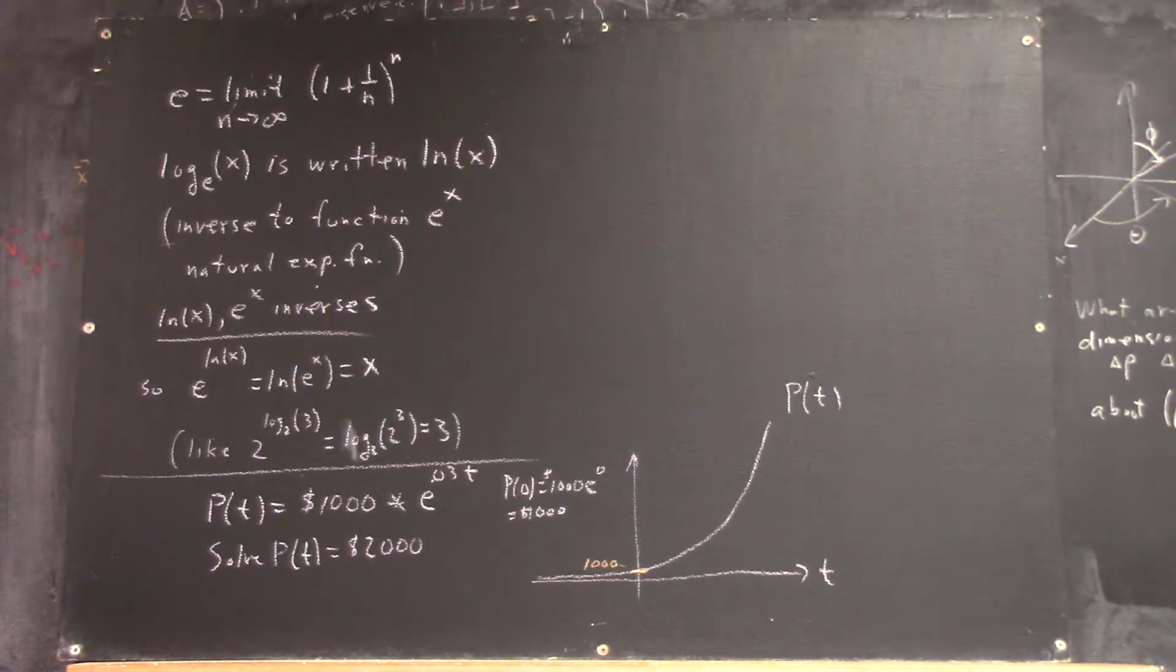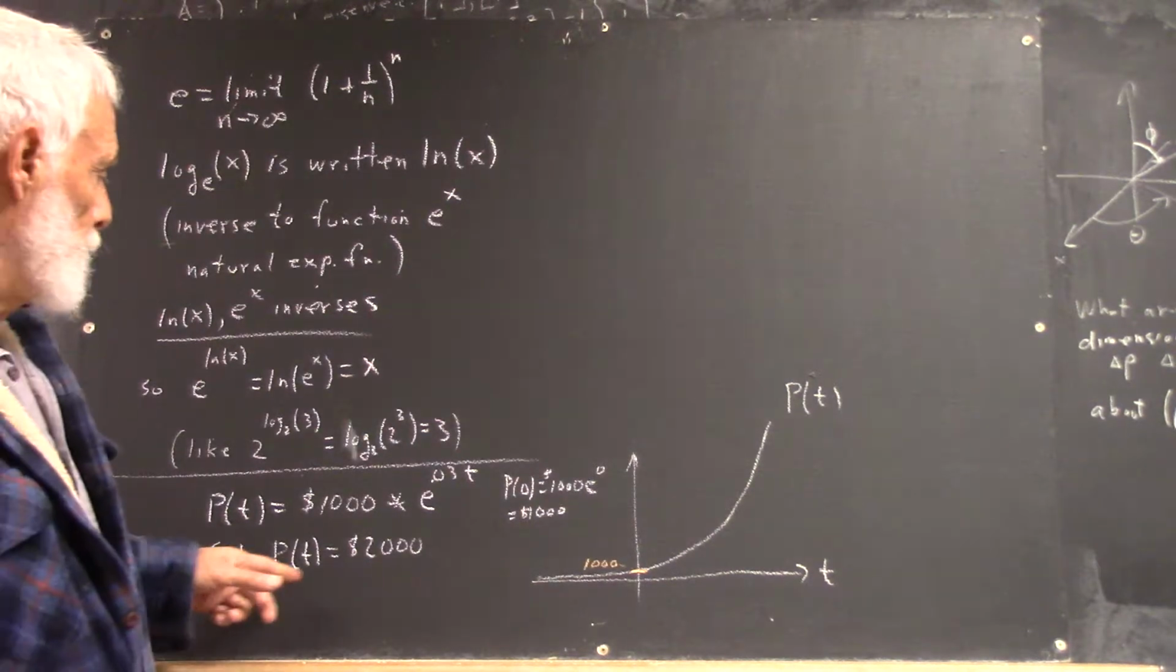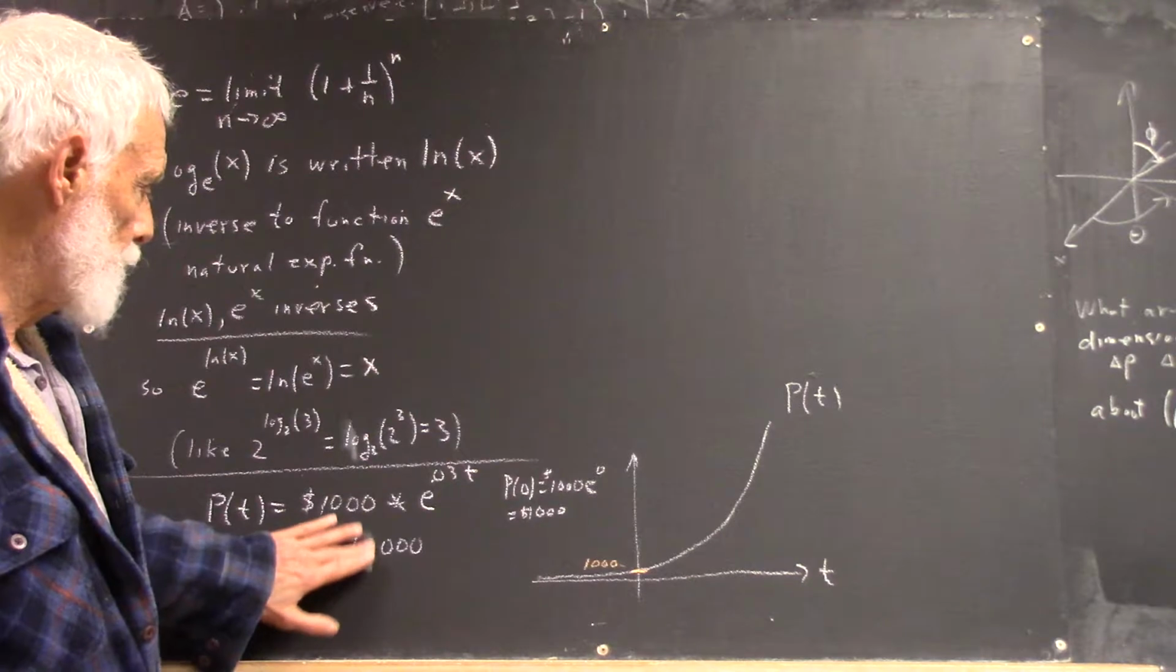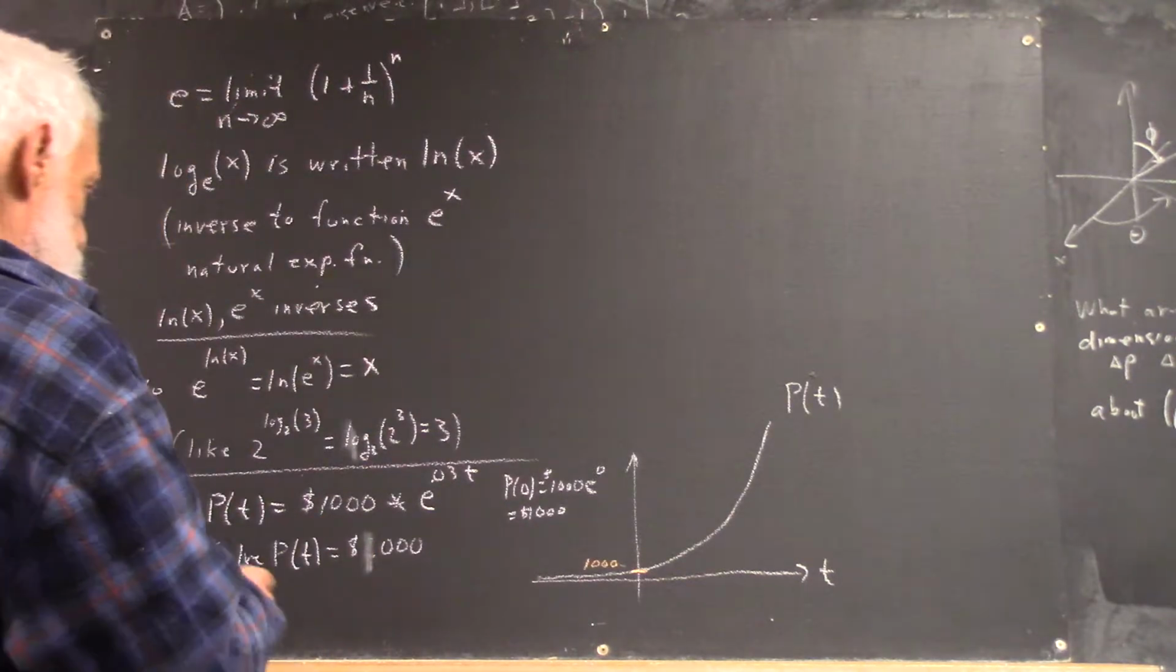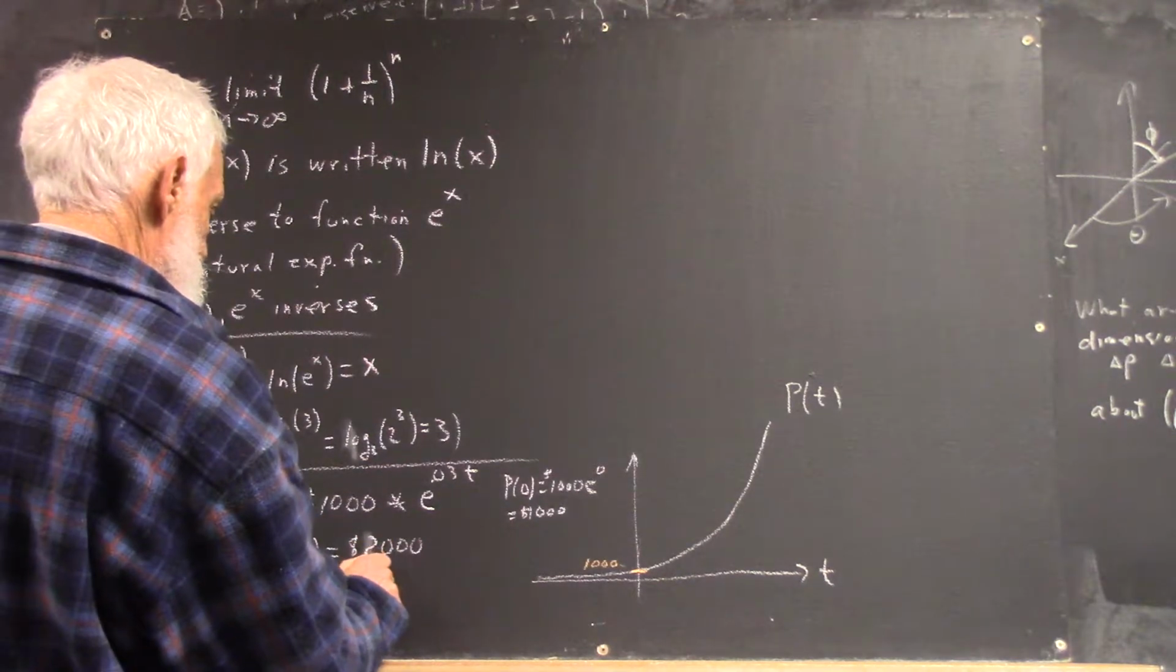Okay. Now, I said we're going to solve P of t equals 2,000. I'm going to change that since we haven't done anything with it. I'm going to make it 8,000.